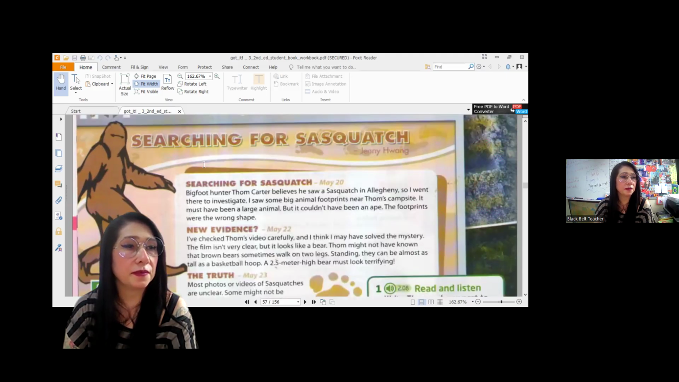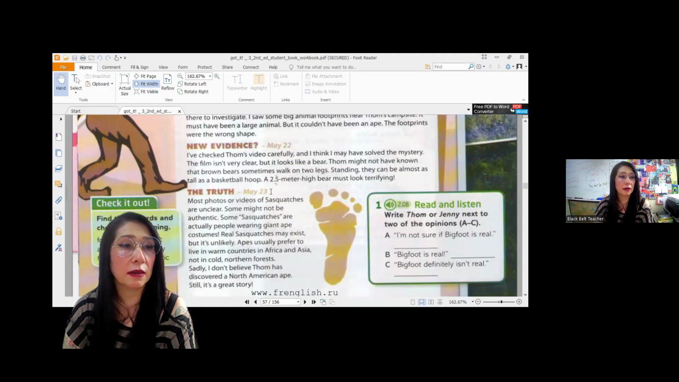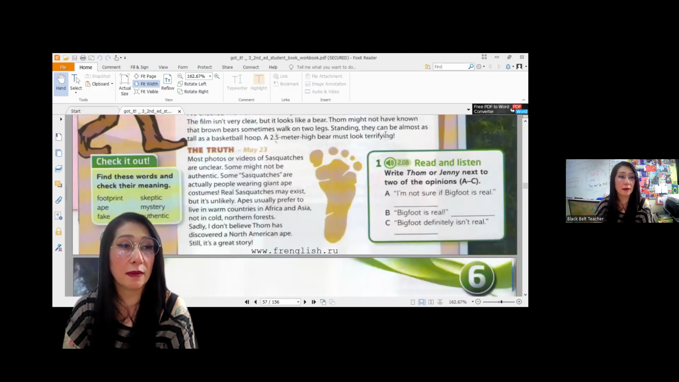Searching for Sasquatch, Jenny Huang. Searching for Sasquatch, May 20th. Bigfoot hunter Tom Carter believes he saw a Sasquatch in Allegheny, so I went there to investigate. I saw some big animal footprints near Tom's campsite. It must have been a large animal, but it couldn't have been an ape. The footprints were the wrong shape. New evidence? May 22nd. I've checked Tom's video carefully, and I think I may have solved the mystery. The film isn't very clear, but it looks like a bear. Tom might not have known that brown bears sometimes walk on two legs. Standing, they can be almost as tall as a basketball hoop. A 2.5-meter high bear must look terrifying.